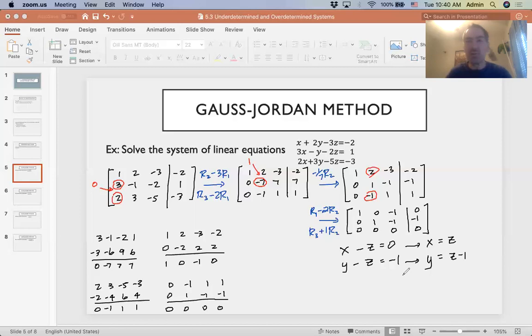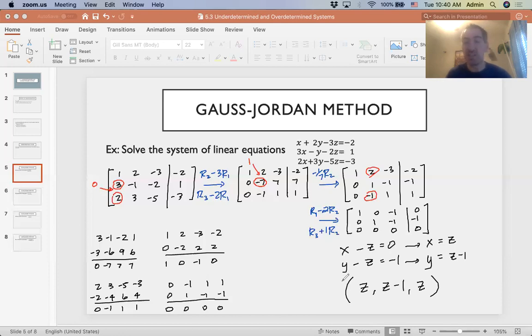So z is our free variable. Writing this as an ordered pair, as that ordered triplet, z can be anything. So x is equal to z, y is equal to z minus 1, and z can be anything. This would represent our solutions. We have an infinite number of solutions, and our ordered triplets would be in this form.